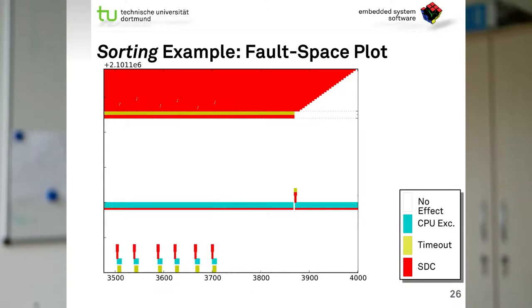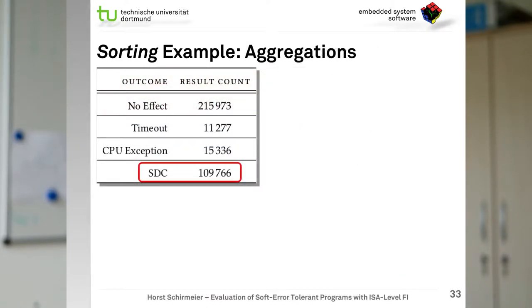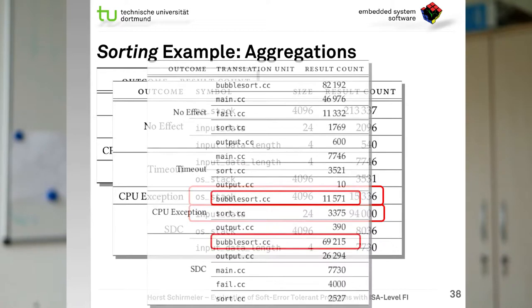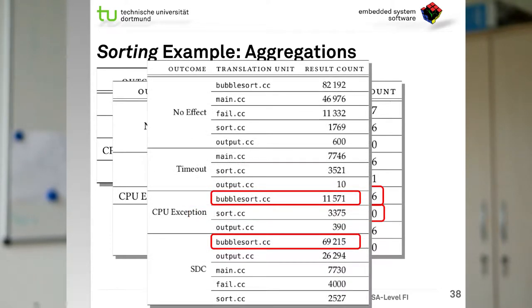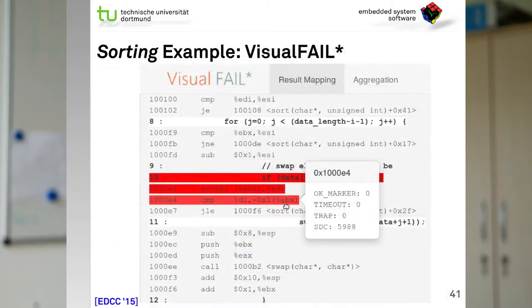So, for example, failstar allows you to annotate raw fault injection results with high-level language constructs, such as global variables or executed functions that trigger errors. Also, you can aggregate fault injection results over the whole fault space or over data structure symbols of the analyzed program. You can aggregate per translation unit or per function. Even on a more detailed level, you can analyze the fault injection results on the level of high-level language code lines or machine code instructions.